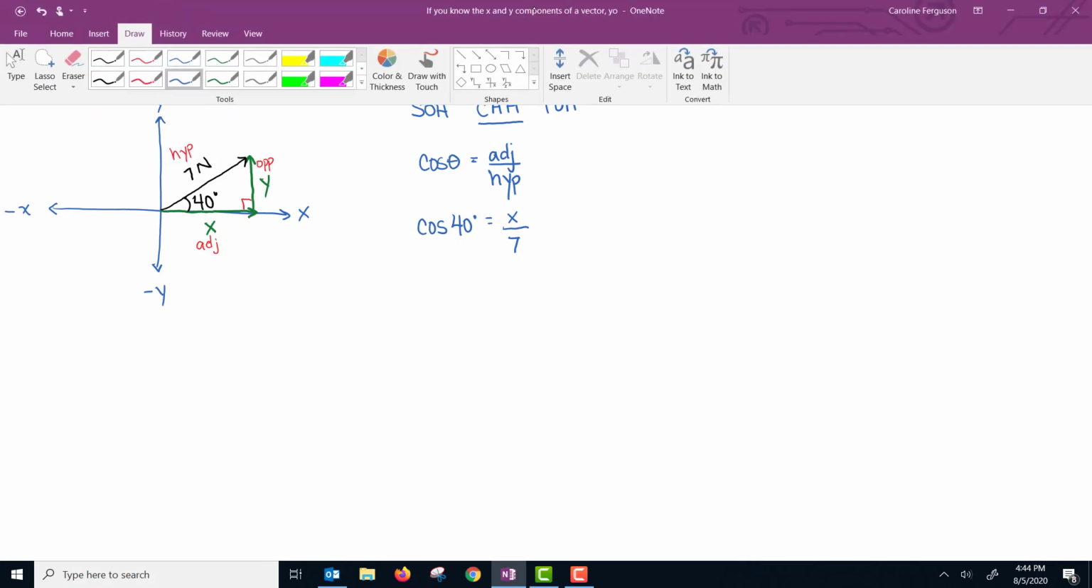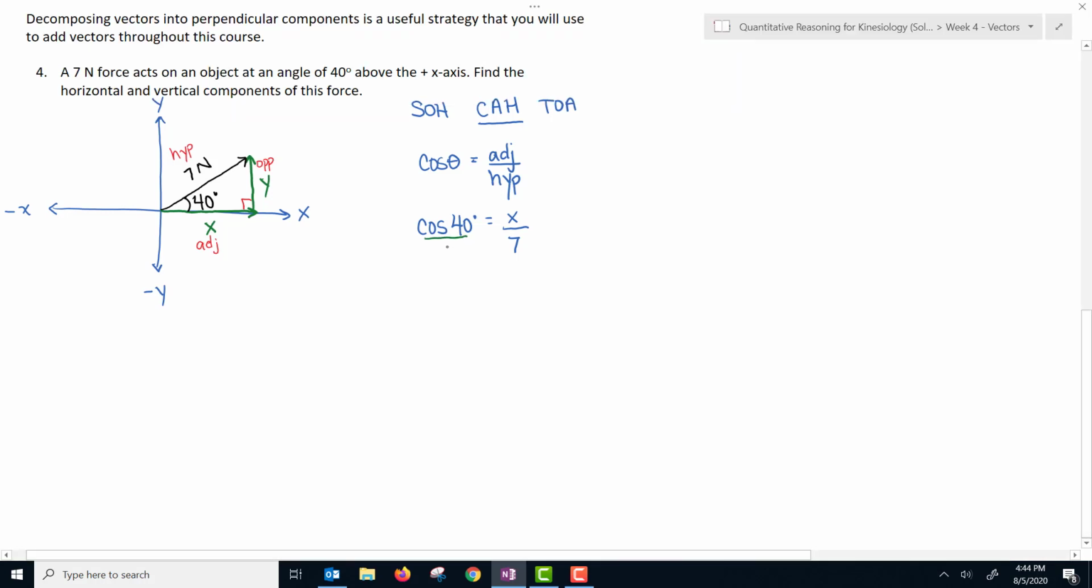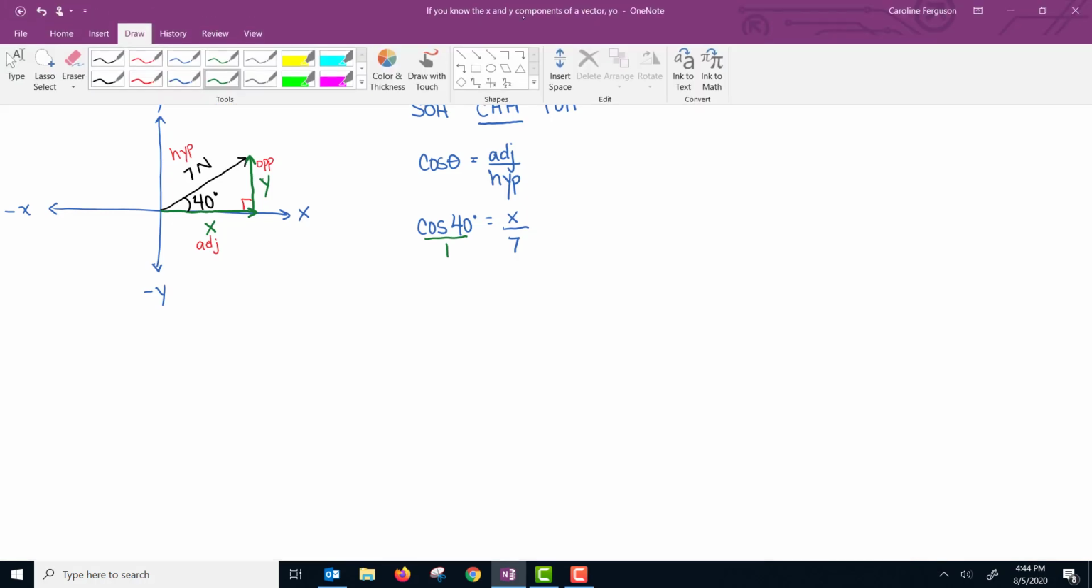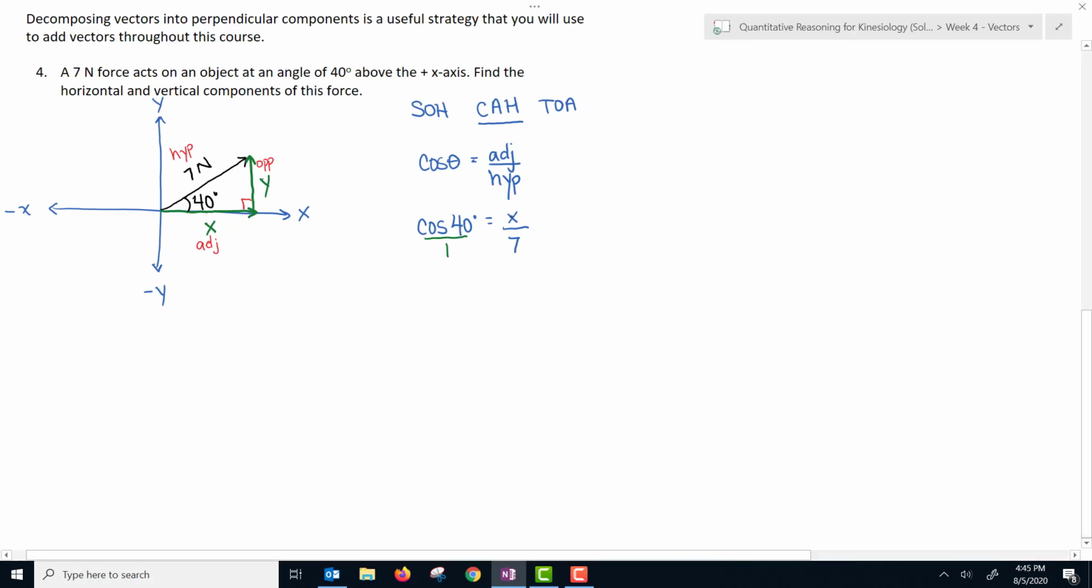Okay, so now we can turn both sides into a fraction. The right side's already a fraction, so we'll turn the left side into a fraction, and then we'll cross multiply. So we'll say x times 1, which is just x, is equal to 7 times cos 40, which is 7 cos 40. And now we can just type this onto our calculator. 7 cos 40, and we get 5.36. And the units for that, everything was in newtons, so that would be newtons.